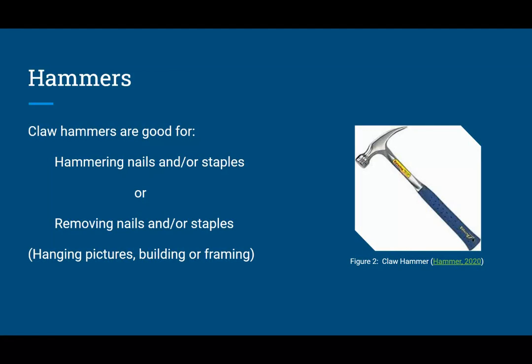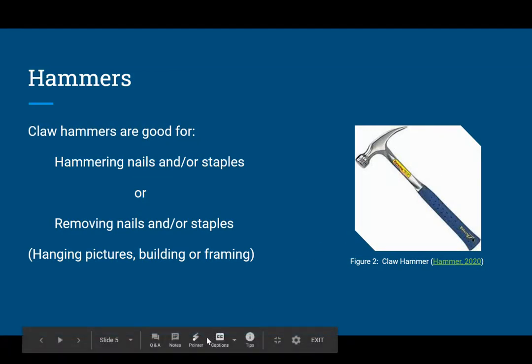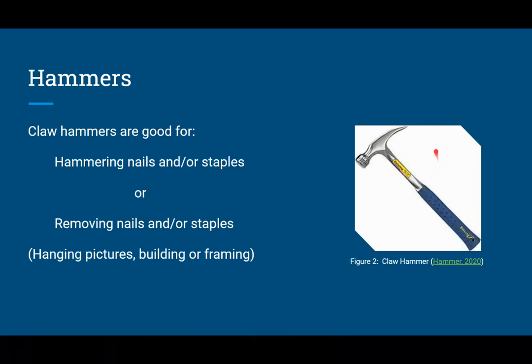So hammers. Claw hammers are good for hammering nails and or staples, or removing those nails and staples. So it's known as a claw hammer because of this portion here on the back. That's going to allow you to remove those staples and nails, and then of course the flat blunt head up here at the top. This is what you're going to use to hammer that nail or staple into the wood.